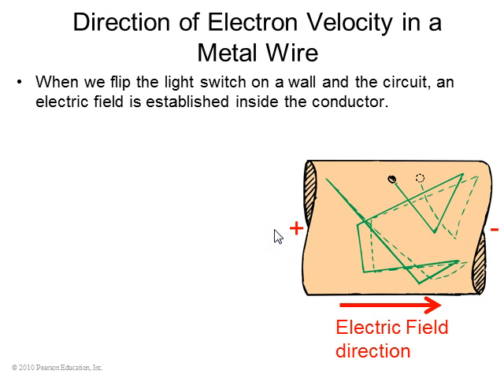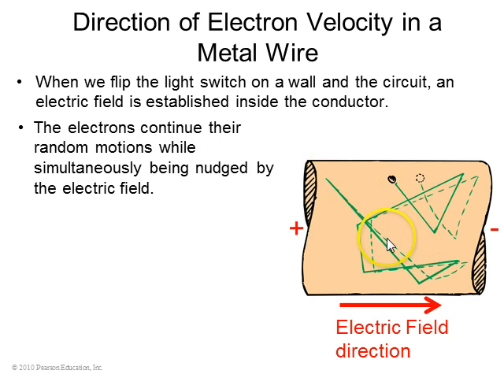So I want to talk about the direction of electron velocity in a metal wire. What happens when you flip on a switch? That establishes an electric field inside a metal wire. Ordinarily, electrons are moving all around, randomly bumping against atoms and other electrons like they would in this dashed line. Once you set up an electric field, this electron, as it's moving, is always being nudged away from minus and towards plus.